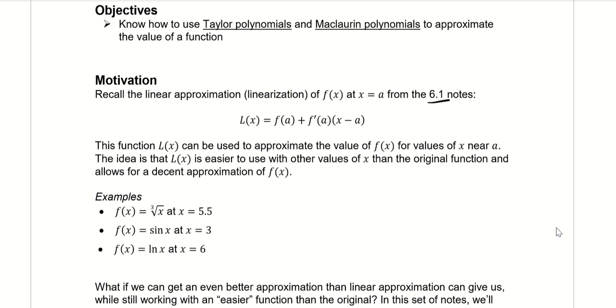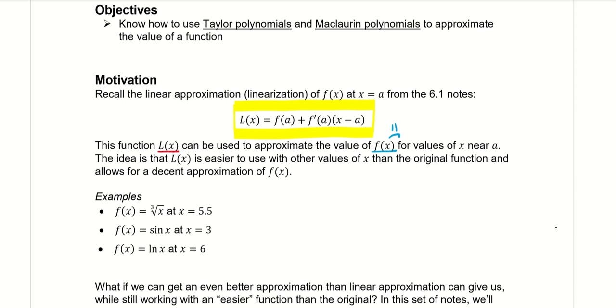So remember from the 6.1 notes, we were talking about linear approximation or the linearization of a function. So we learned this expression was the linear approximation or linearization of a function at x equals a. And essentially, the idea here was this approximation. Our function L of x can be used to approximate the value of our original function for values of x near a. And the whole idea was this is really nice in cases where our original function is not very easy to work with, especially without a calculator.